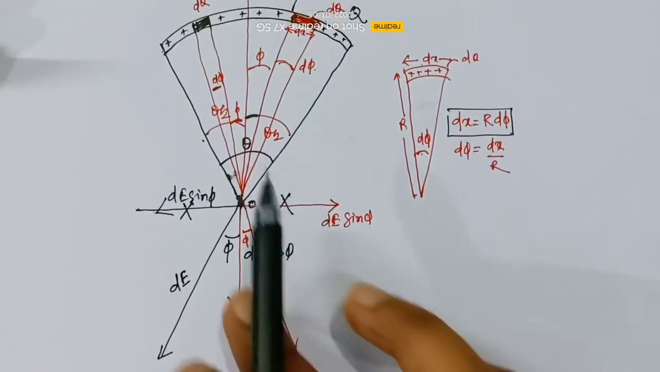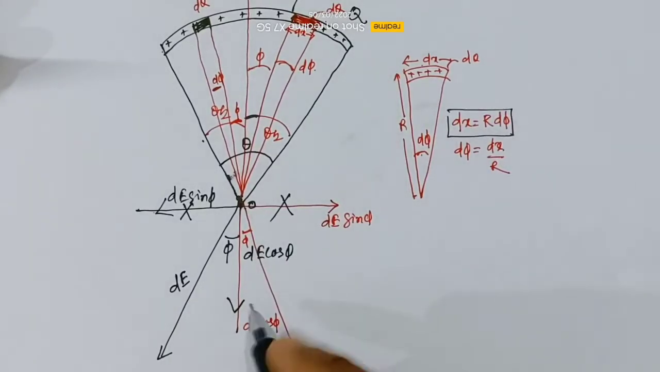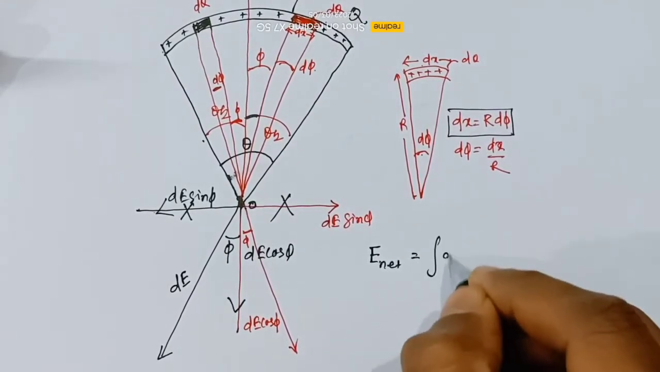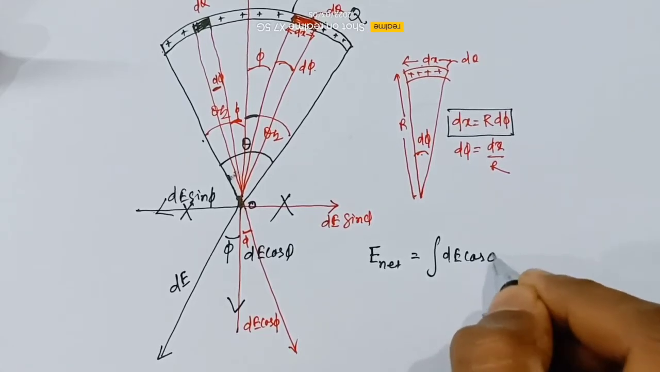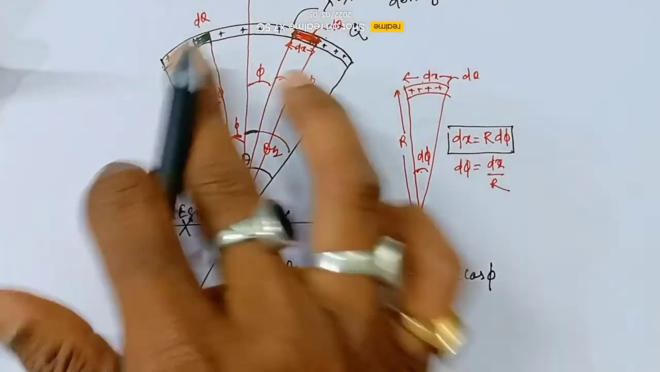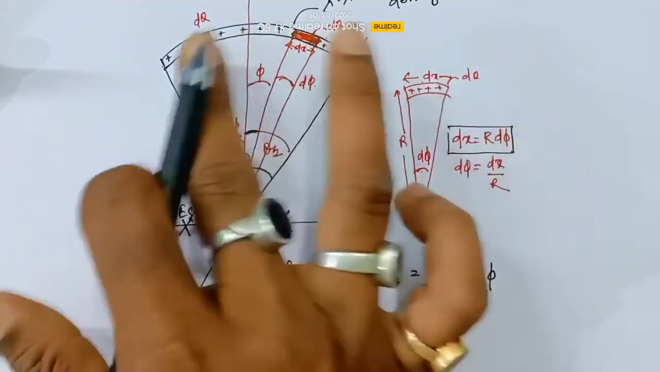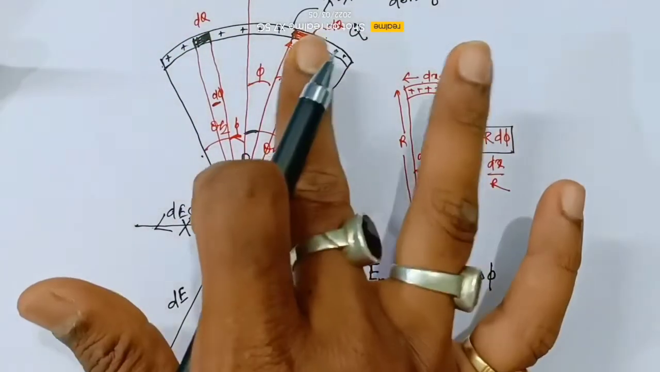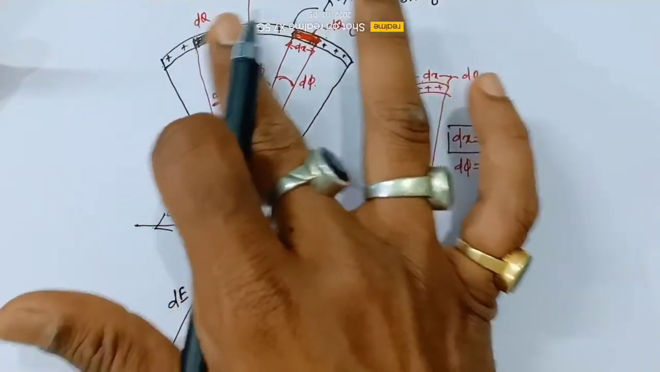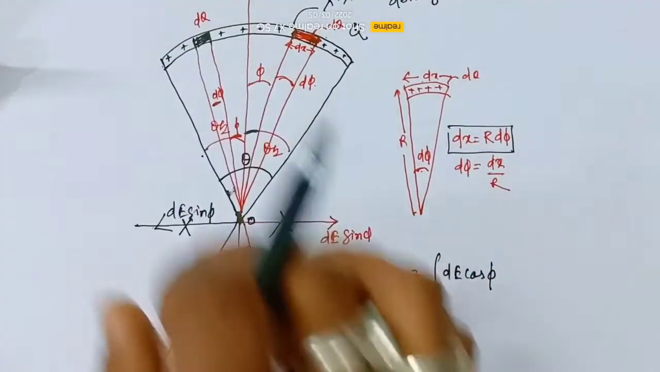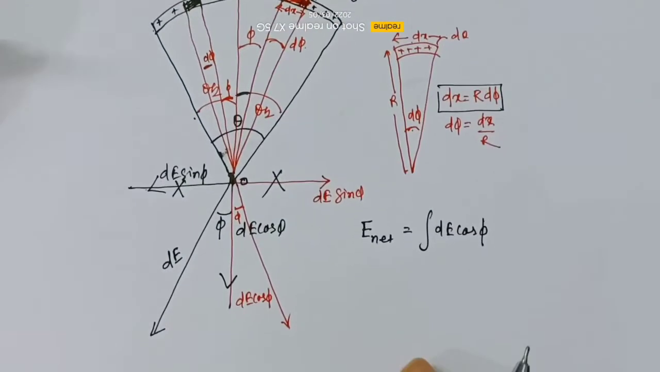So rather than adding these two things, I must say the net electric field is the integration of dE cos phi rather than 2 dE cos phi. If one were negative and one positive, they would be two different things, and in that case we would use 2 dE cos phi. But this is positive and it is part of the same body, so it is dE cos phi.